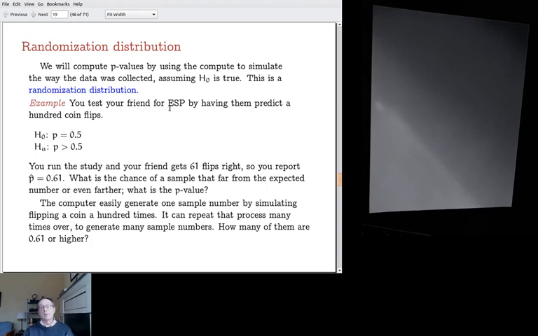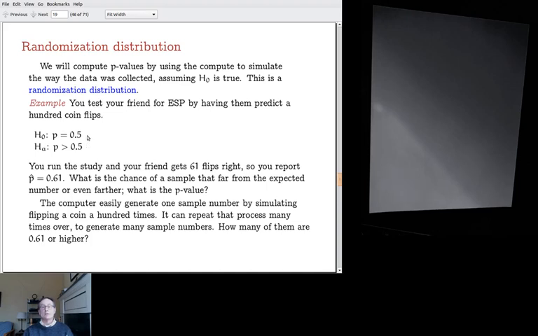So let's see. Suppose you want to test your friend for ESP by having them predict 100 coin flips. So of course, the null hypothesis, the nominal value, is that your friend has, in the long run, if they predicted not 100 flips but 1,000 or 1,000,000 flips, a 0.5 chance of being right. The alternative hypothesis, the people who think there's something interesting happening here, are the people who think that no, my friend has more than a 50-50 chance, more than 50% chance of being right.